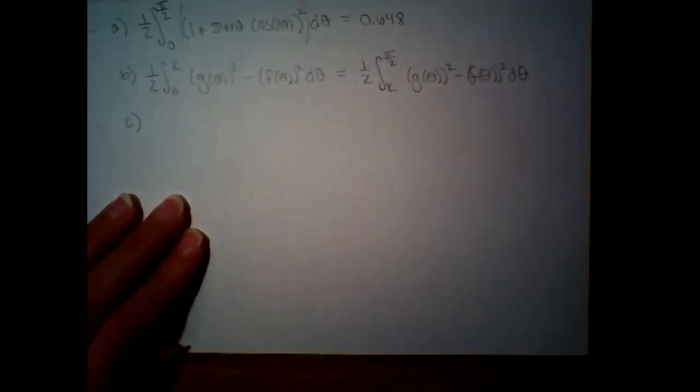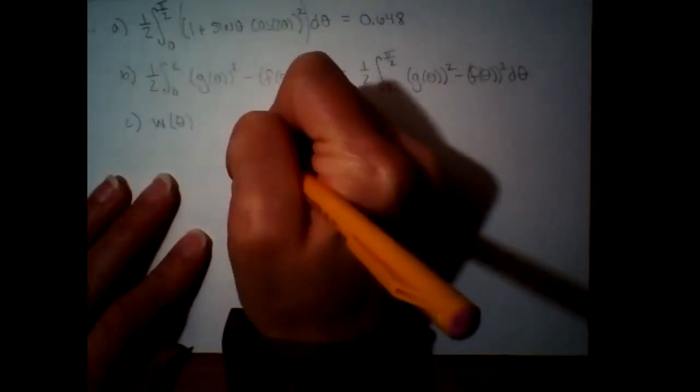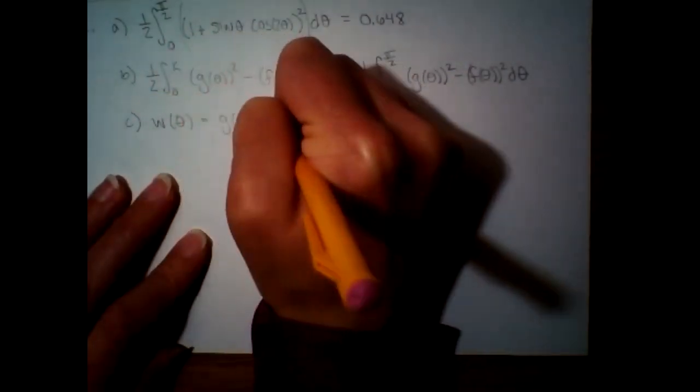All right, let's see. For each theta on the interval 0 to pi over 2, let W of theta be the distance between the two curves. It says distance between the coordinates F of theta and G of theta. So W of theta means you're just going to have to subtract them. It's going to be G of theta minus F of theta.